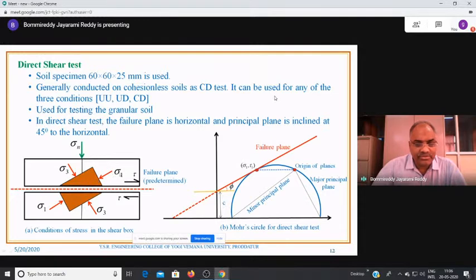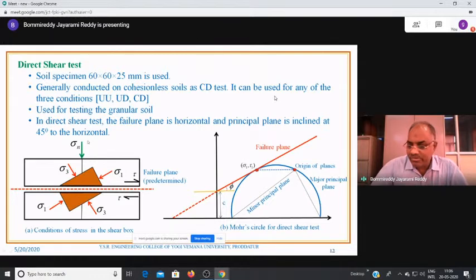Sigma 1 is the major principal stress. This sigma 1 is because of the normal stress and also the shear stress acting on the soil. Finally, the stress at a particular point in the soil mass is represented by the stress diagram with sigma 1 and also sigma 3.